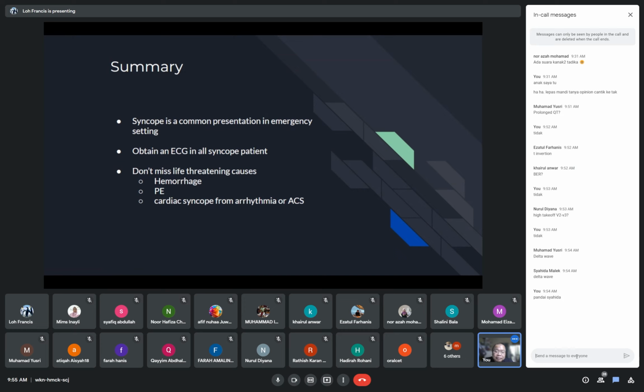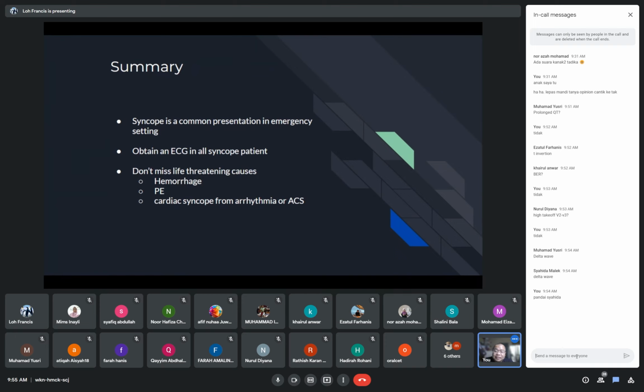Wolf Parkinson White is very common in young age patients, macam 14, 15 years old, yang syncope kat sekolah. So sometimes if we don't know, kadang-kadang kita tengok ECG tu, oh, sinus rhythm je ni, tapi sebenarnya it's Wolf Parkinson White. Tak ada specific treatment pun, just refer cardio for further investigation. Okay.